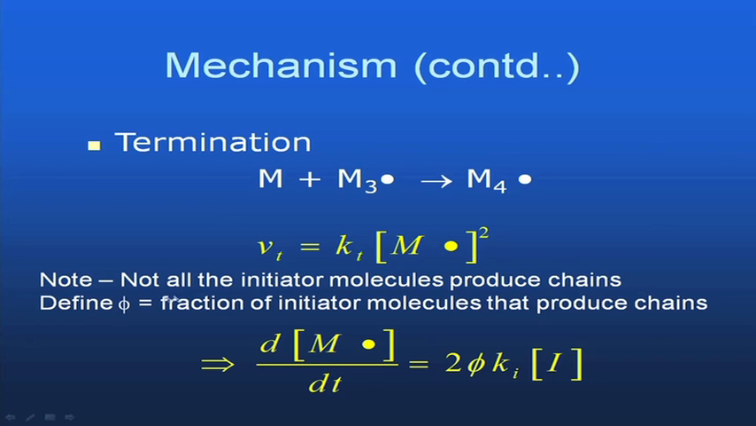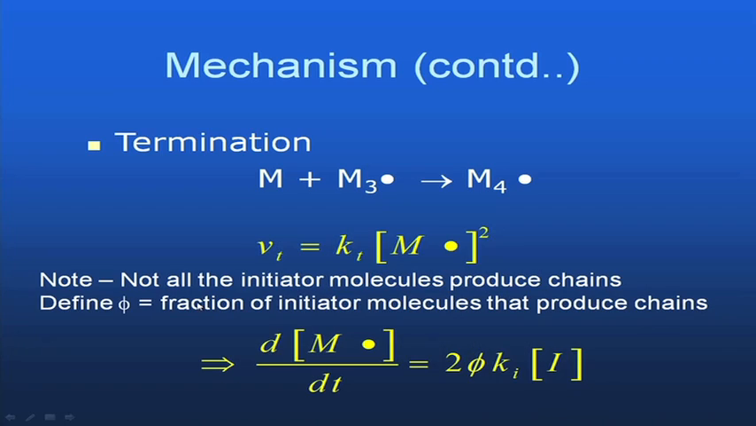So, an important thing is that not all initiator molecules produce chains. It is a very important point. We are using another quantity, phi, the fraction of initiator molecules that produce chains. That means an important concept we have to invoke here is that any initiator may not lead to a chain reaction or to further propagation of a chain.